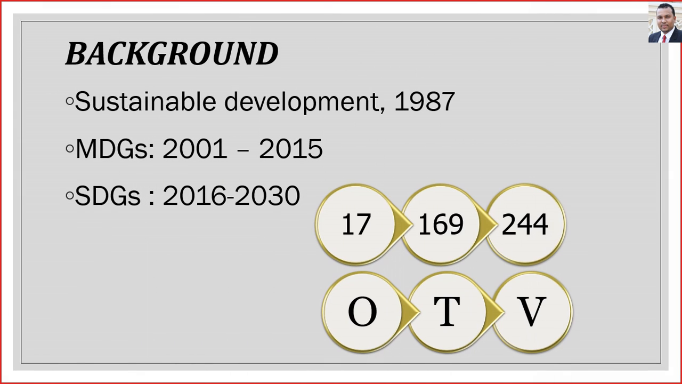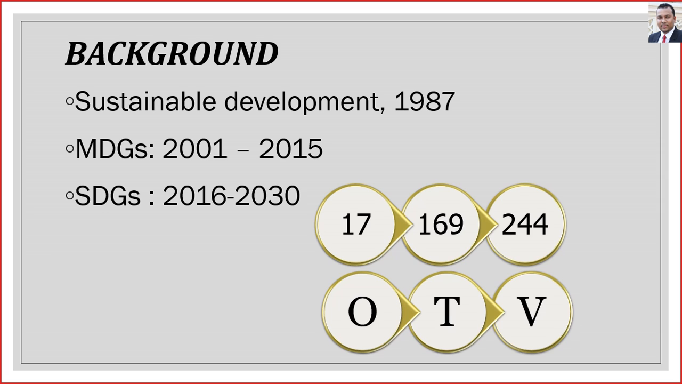The first, historical background. The term sustainable development appeared for the first time in the year 1987, in a report of the United Nations Environment and Development Committee. So, the first time we use sustainable development was in the year 1987 by the United Nations.